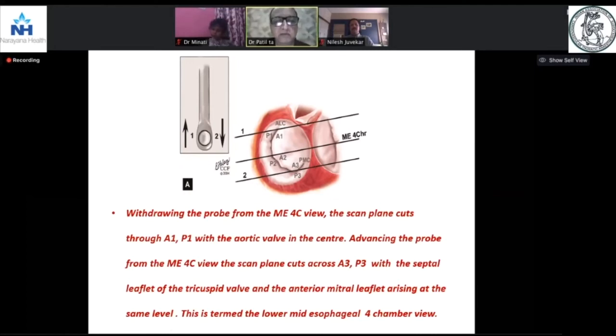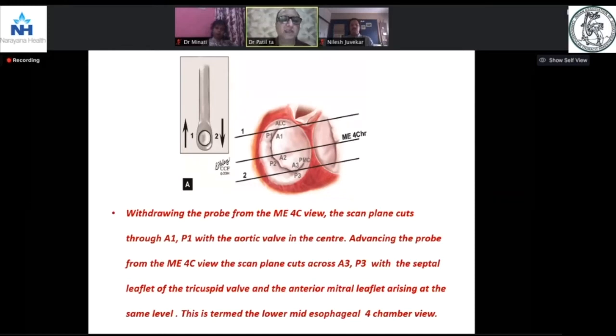Now, if you advance the probe further or more posteriorly, the ultrasound beam cuts across the A3 P3 segments. Now, how do we recognize the A3 P3 segments? Once you advance the probe more posteriorly, we have to understand that the septal leaflet of the tricuspid valve and the anterior mitral leaflet arise at the same level. They are occurring in the same line. There is no distance between the AML and the septal leaflet of the tricuspid valve. Only then can we understand it is more posterior, the A3 P3 segments.